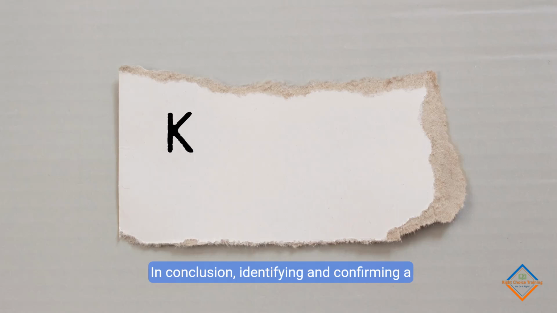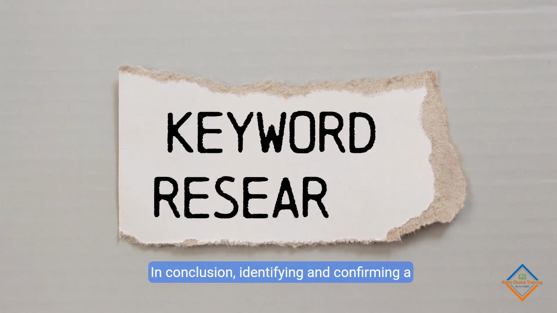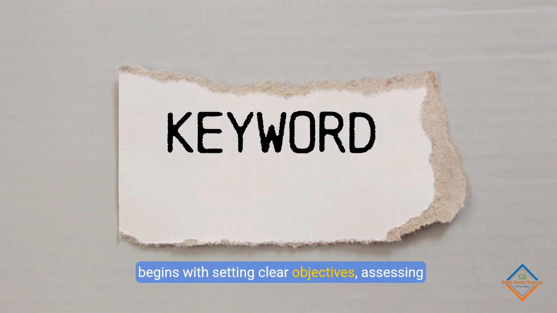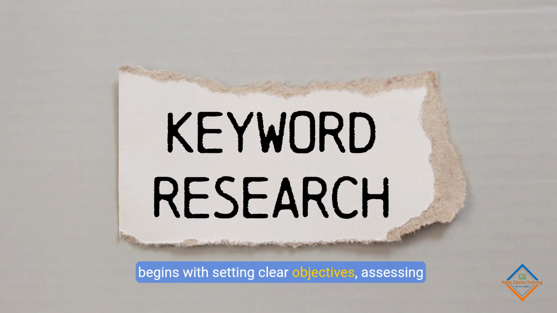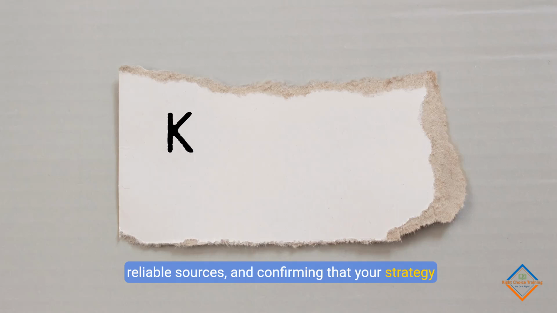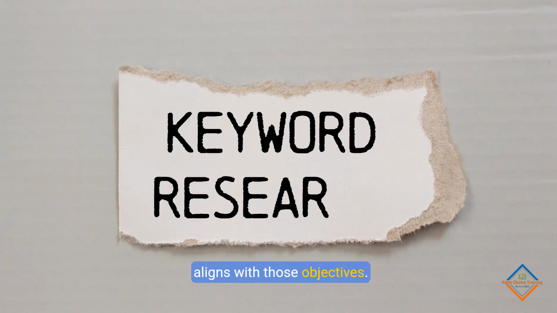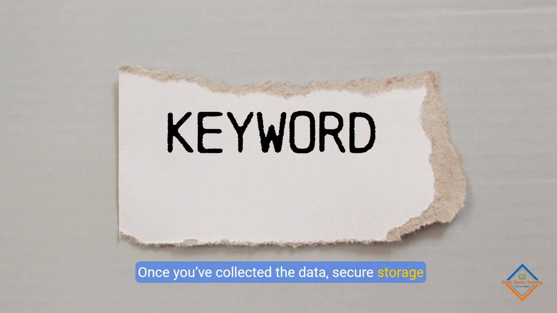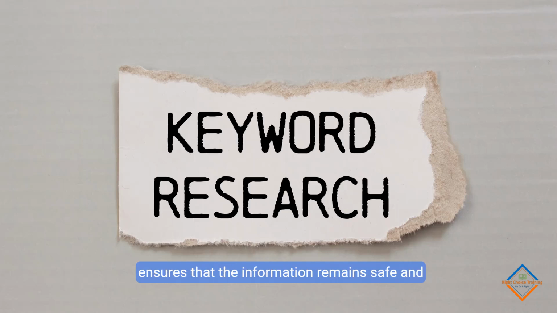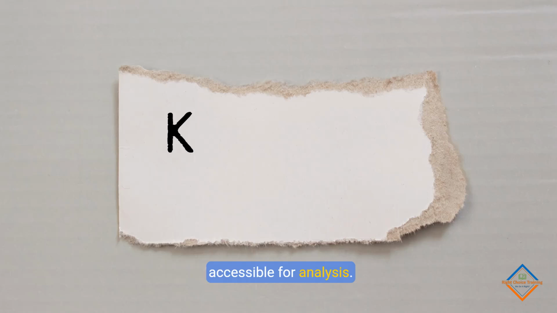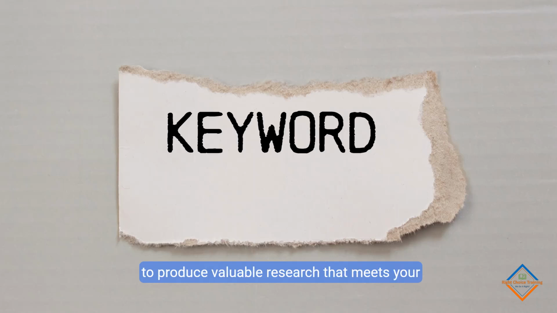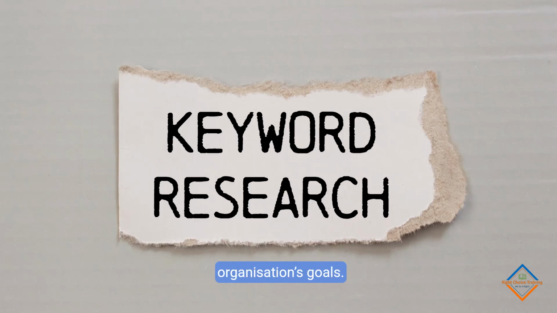In conclusion, identifying and confirming a research strategy is a structured process that begins with setting clear objectives, assessing reliable sources, and confirming that your strategy aligns with those objectives. Once you've collected the data, secure storage ensures that the information remains safe and accessible for analysis. By following these steps, you'll be well positioned to produce valuable research that meets your organization's goals.